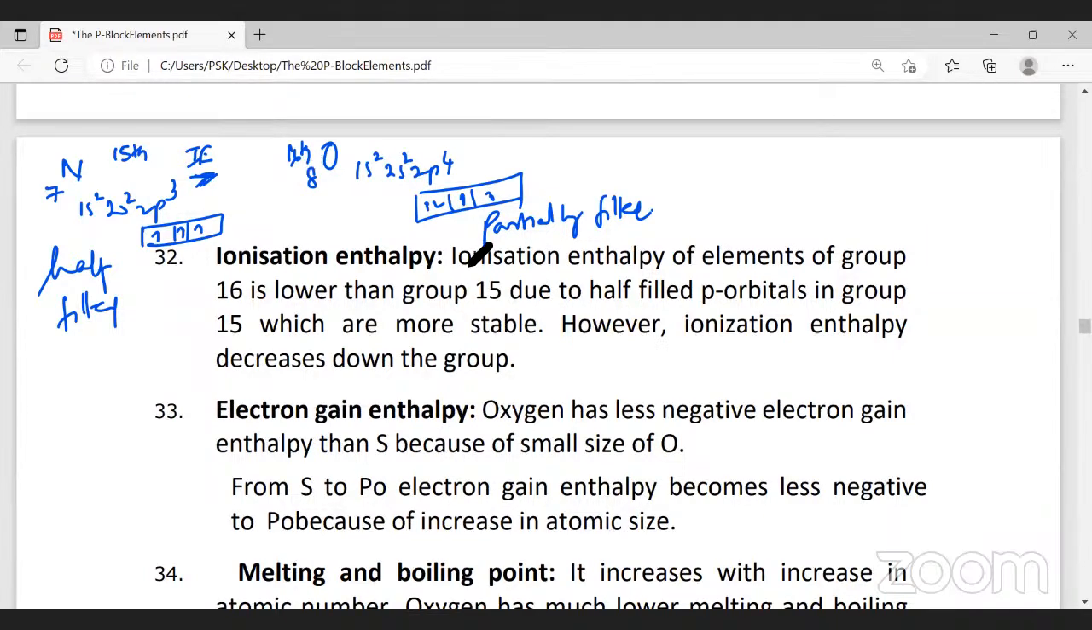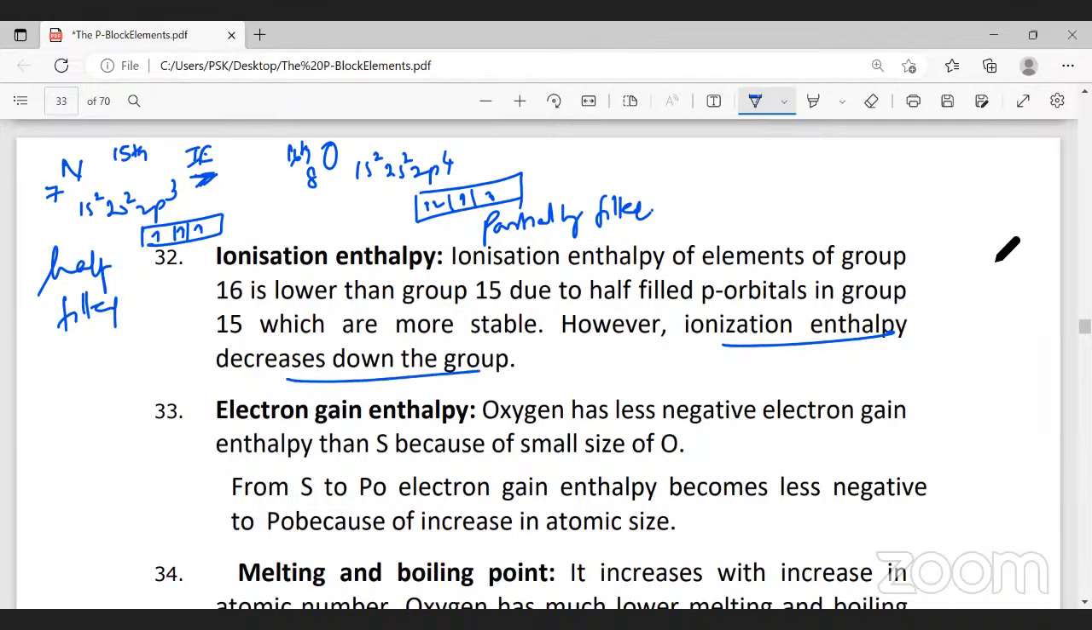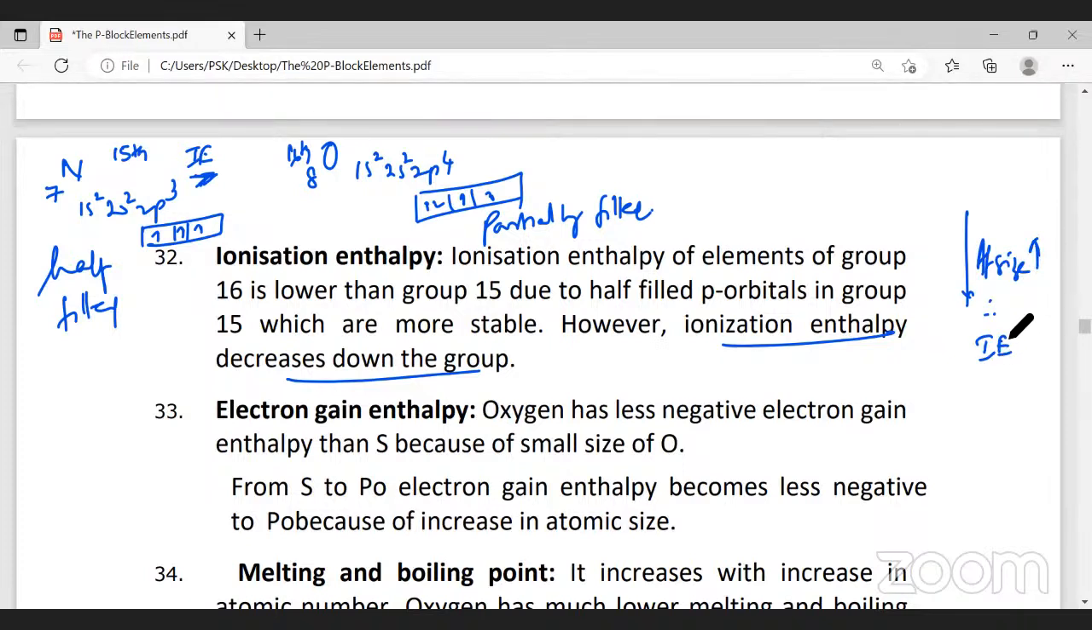This is one point. The second point is ionization enthalpy decreases down the group. As we go down the group, what happens? Atomic size increases. Since atomic size increases, the attraction force of the outermost electron with the nucleus will be less. Therefore, ionization energy also will decrease. Are you following? I'm going a little faster. I hope you are following, sir.